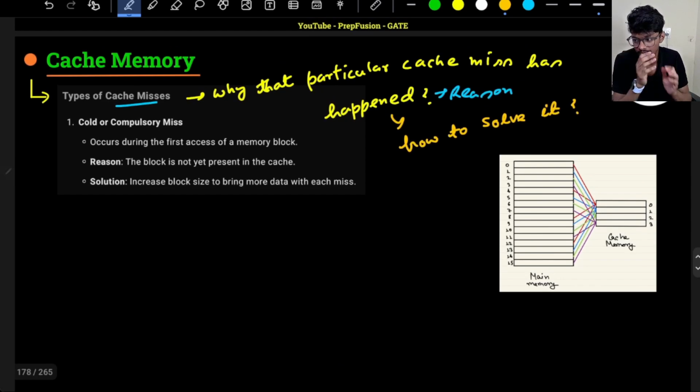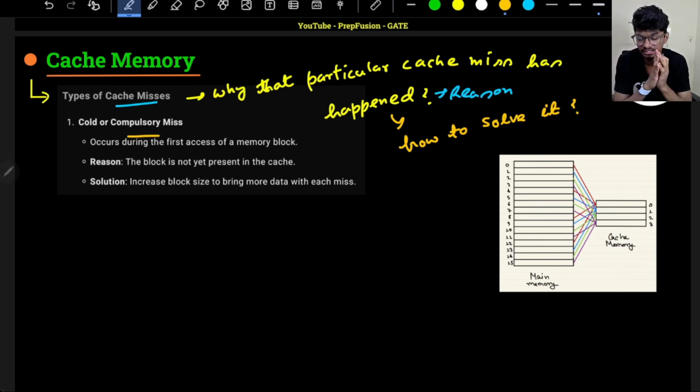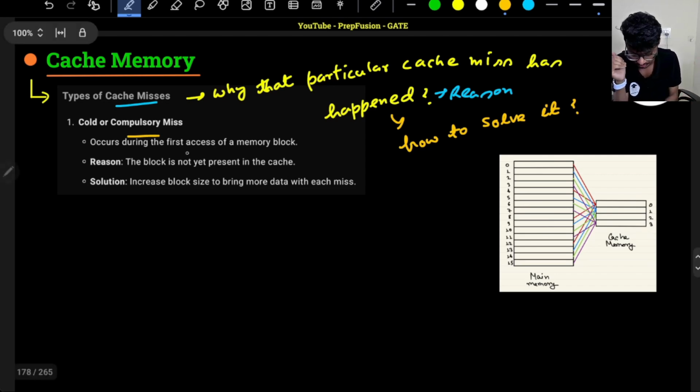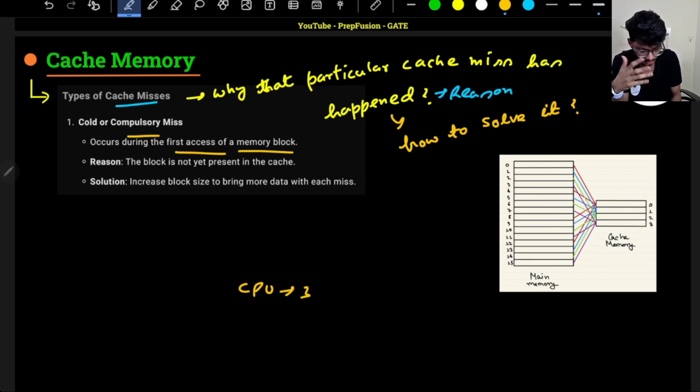Okay, so there are many types of cache miss. The first one that we will learn is the cold or compulsory miss. By the name compulsory, I hope you understand that it is something compulsory that I cannot avoid. I cannot avoid these kinds of miss. Okay, it is compulsory. This happens only during the first access of a memory block. Let's say I want to access memory register 3. The CPU requests memory register 3. And of course initially the cache is empty and these are all blocks.